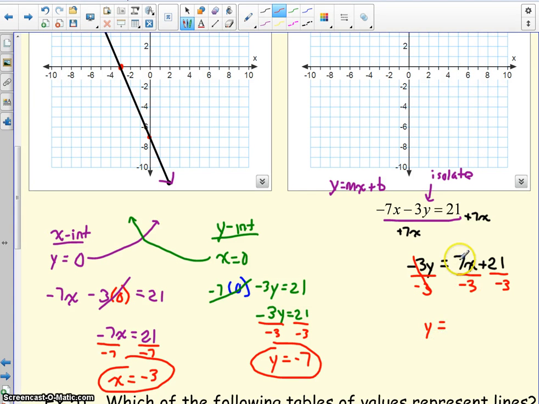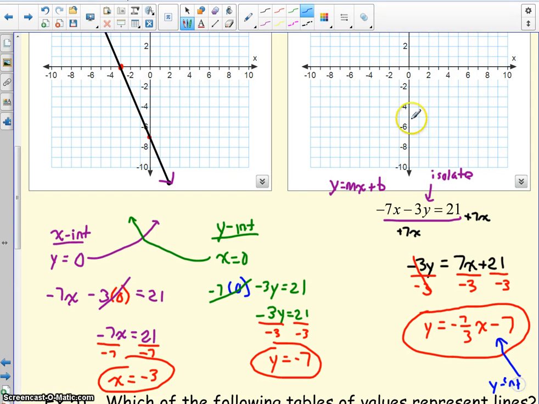Now, here I have 7 over negative 3. That does not simplify nicely, so let's leave that as a fraction. So I'm going to have negative 7 over 3 x. 21 divided by negative 3 is minus 7, so it will be minus 7. So y equals negative 7 over 3 x minus 7 is my equation in slope-intercept form. And that'll tell me everything I need to do to make a graph. So because I'm in slope-intercept form, right here, this minus 7 gives me my y-intercept.